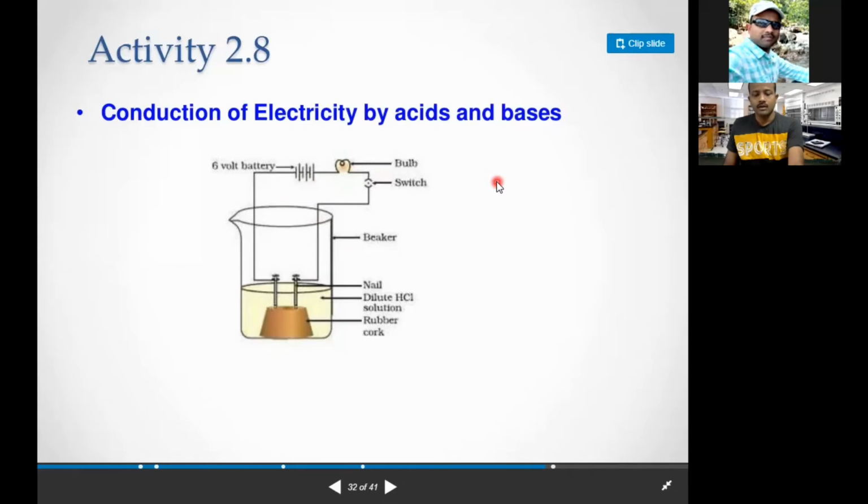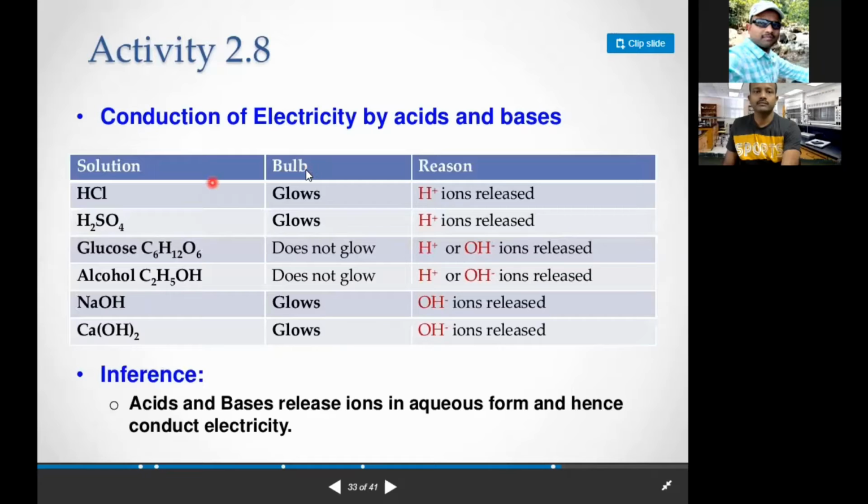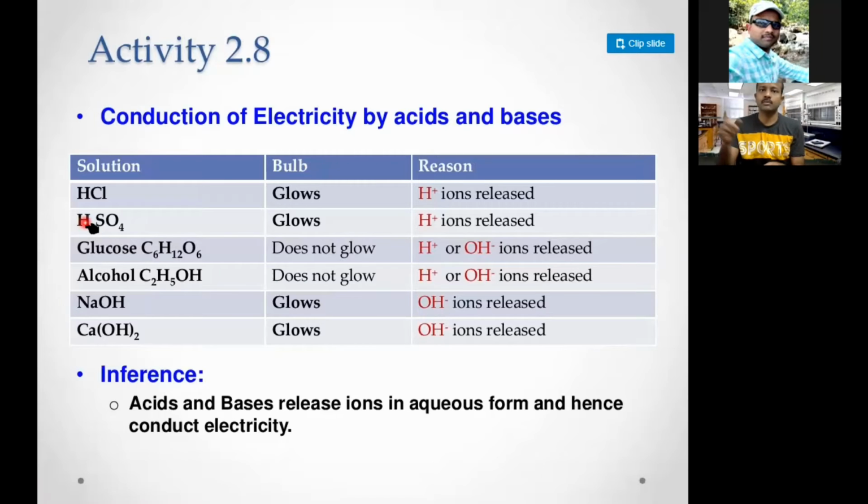Now, what will happen when you switch on the battery? You take HCl solution and keep two nails in the HCl solution. The bulb will glow. When you take the nails out of the solution, the bulb will not glow. With HCl the bulb glows, and with H2SO4 the bulb also glows. That means it conducts electricity. But when you take glucose, the bulb will not glow because there is no dissociation.